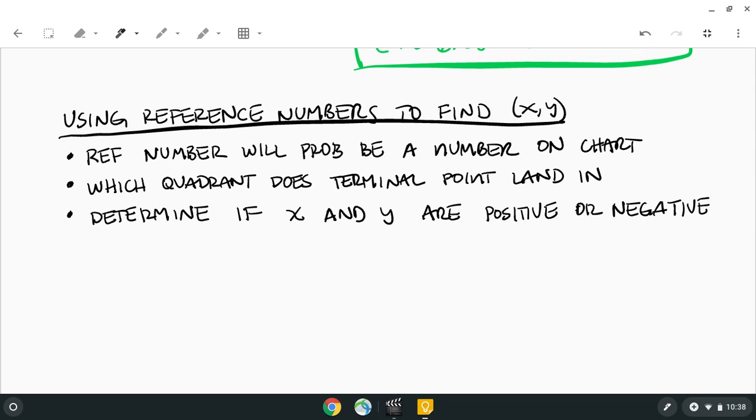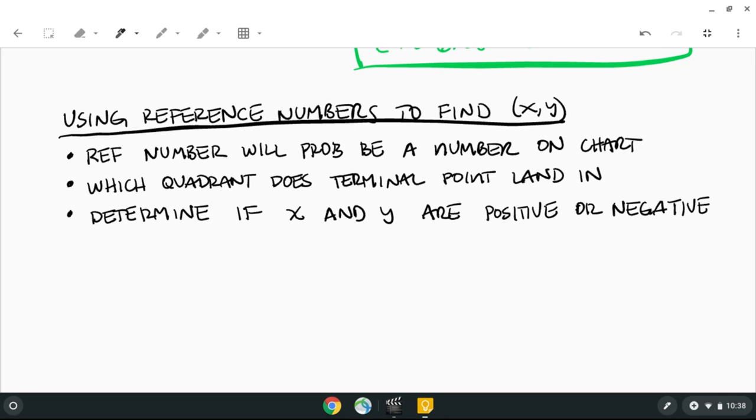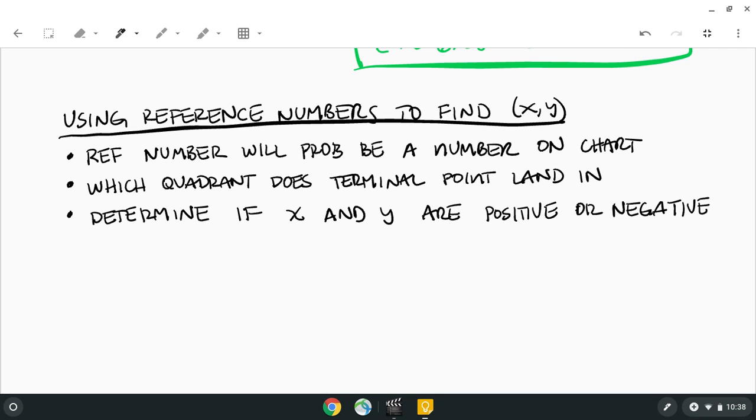Knowing which quadrant your terminal point lands in will tell you, if it's in this quadrant, then my X is negative, or if it's in this quadrant, then my Y value is positive. That's going to determine your answer for the point that you're trying to find. Because remember, you're going to try to find the X and Y value, so you'll need to be aware of whether the X value is going to be negative or positive. Same thing with the Y value.